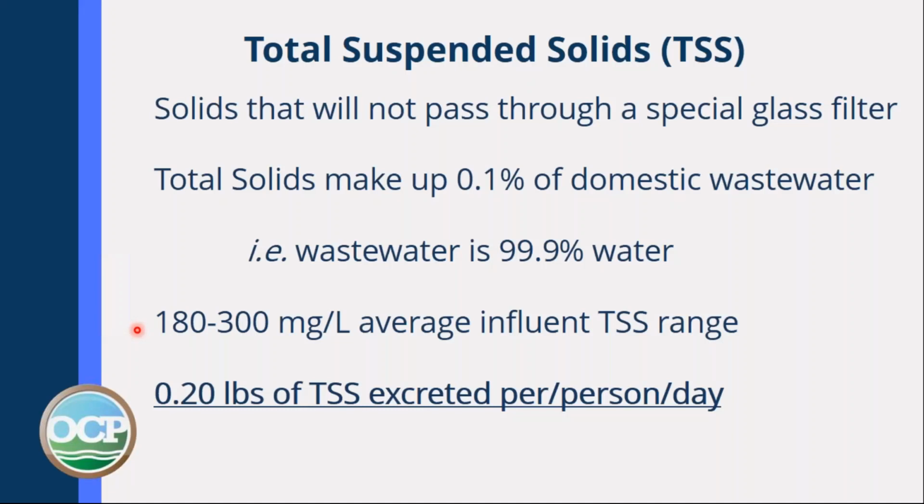Your mileage may vary depending on where your waste is coming from, but there is a way of calculating how much might be excreted per person per day, and the number that has been calculated is 0.2 pounds of total suspended solids that each person per day will send to the wastewater treatment plant.